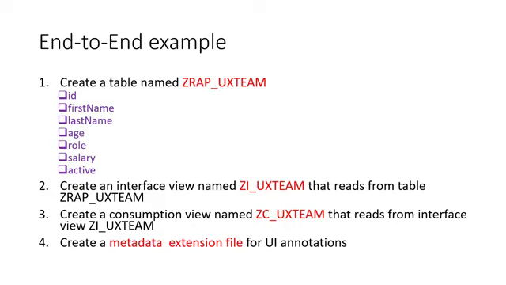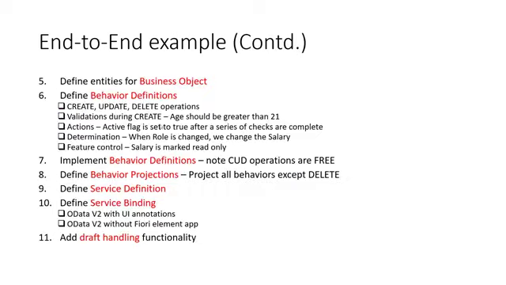Hello everyone. So let's continue with the end-to-end example. So far what we have done is we have done steps 1, 2, 3, 4, 5 and also 6. So we just created a file with all the behavior definitions, the create, update and so on. Now what we have to do is implement the behavior definitions.